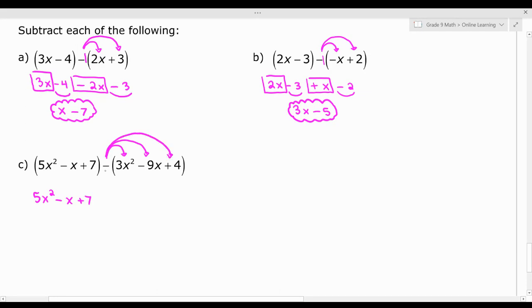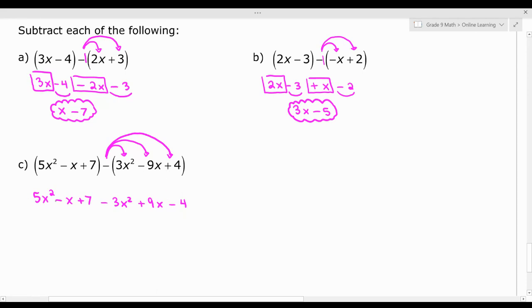Okay, really, really important. So this positive 3, when I multiply it by negative, will become minus 3x squared. This minus 9, when you multiply it by negative, actually will switch to a positive 9. And this positive 4, when you multiply it by that negative, will turn into a negative 4. So when you subtract a polynomial, all the signs have to change. Positive became negative. Negative became positive. Positive became negative.